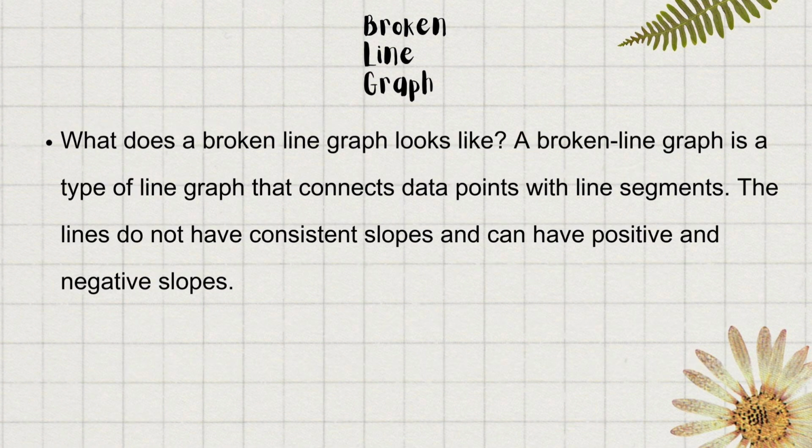And what does a broken line graph look like? A broken line graph is a type of line graph that connects the data points with line segments. The lines do not have consistent slopes and can have positive and negative slopes. And now let's proceed to the history of the broken line graph.